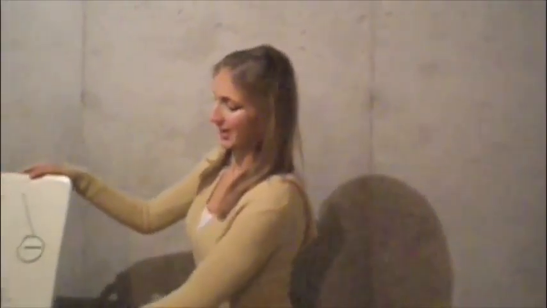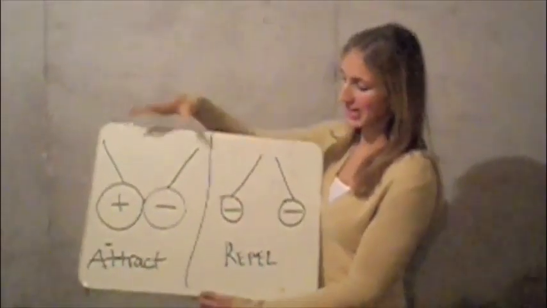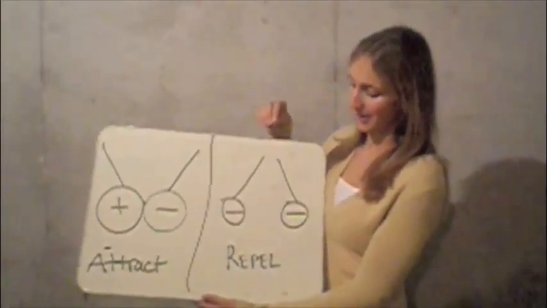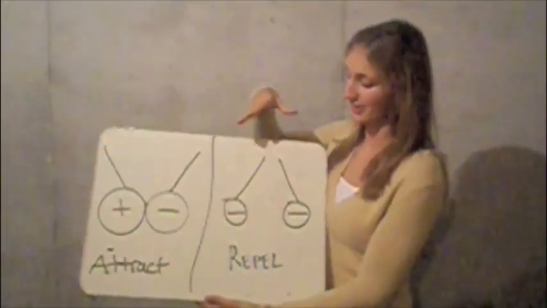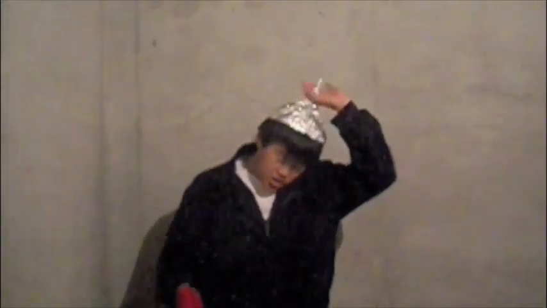When two objects have separate charges, if they are opposite, they will attract each other. And if they are the same, they will repel each other. It is easy for electrons to move through conductors. It is not easy for electrons to move through insulators. Insulation from your house is different from what we were talking about. This is an example of a conductor. This is an example of an insulator.